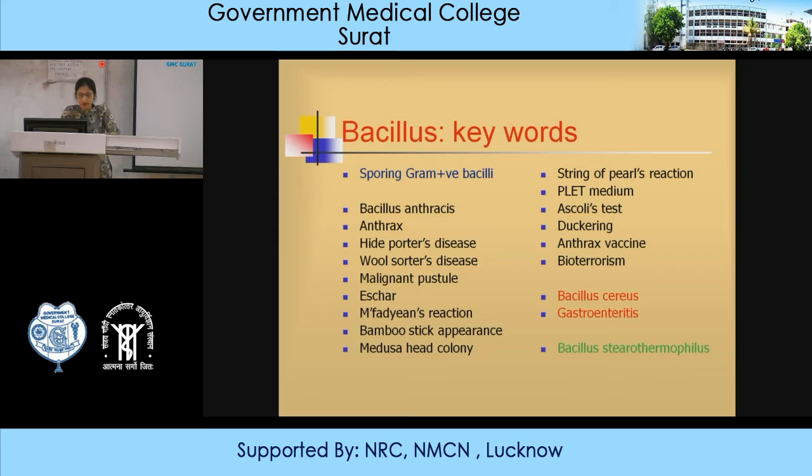Wool-sorter disease. Then malignant pustule, because of the pathological lesion produced by this bacillus, and then the pustule which becomes an eschar. Then the McFadyean reaction, which we will see in the laboratory diagnosis part. Then bamboo stick appearance, seen in gram stain or Giemsa stain preparations. Then Medusa head colony, seen on blood agar or special culture media plates. Then string of pearls reaction. So these are the different terminology we will use during this lecture.